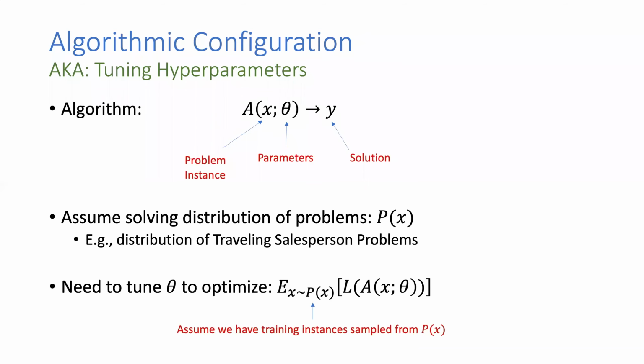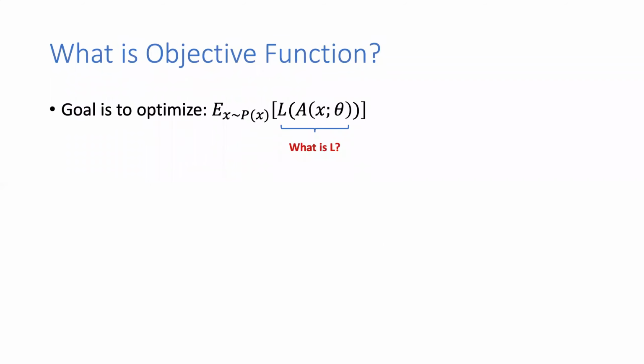We assume we have training instances sampled IID from P of X. This is a standard machine learning assumption. The next question is, what is this loss function or reward function? Here we're going to do minimization, so it's going to be a loss function. What is it?